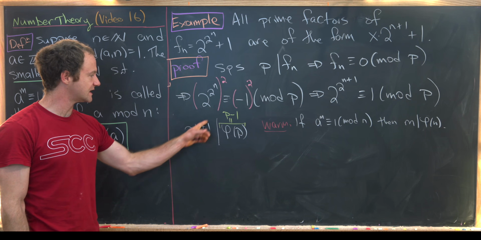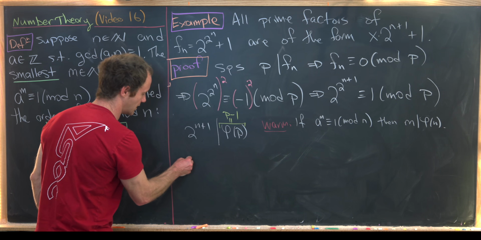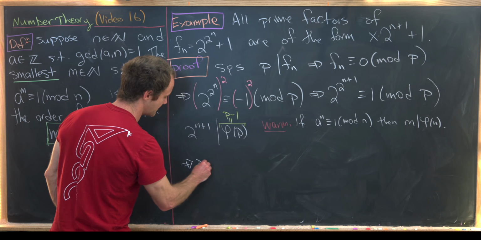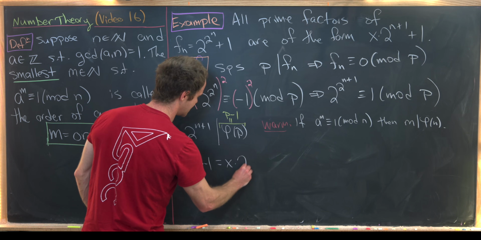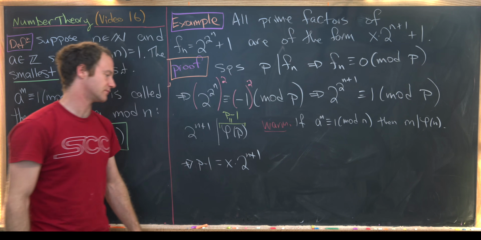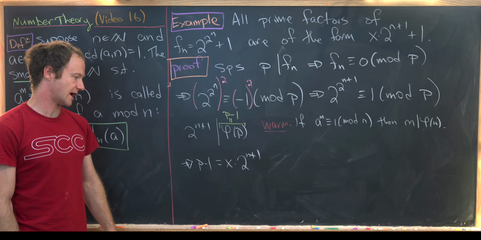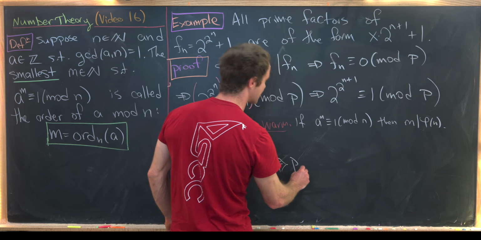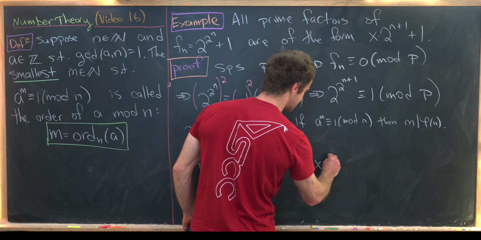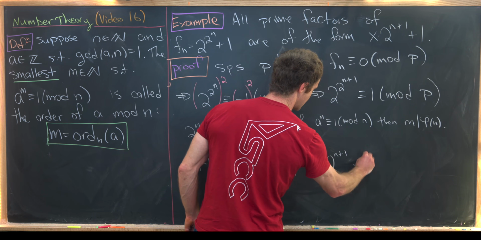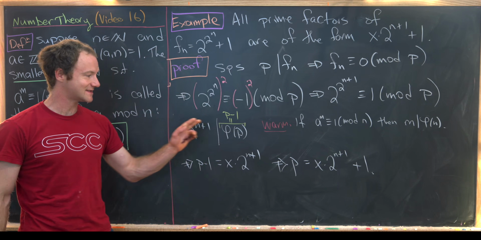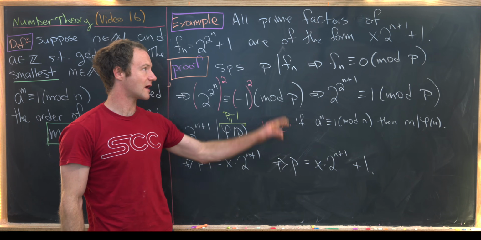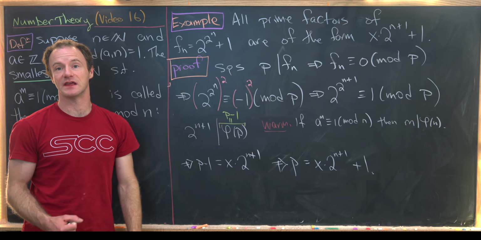But now if 2 to the n plus 1 divides p minus 1, that tells us that p minus 1 equals x times 2 to the n plus 1 for some number x. But now we can just move some things around and see that we immediately have p is equal to x times 2 to the n plus 1 plus 1, which is exactly the form of our prime factor that we wanted to get out at the end.